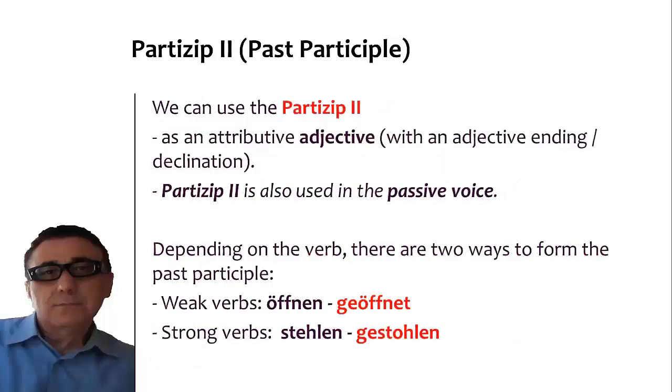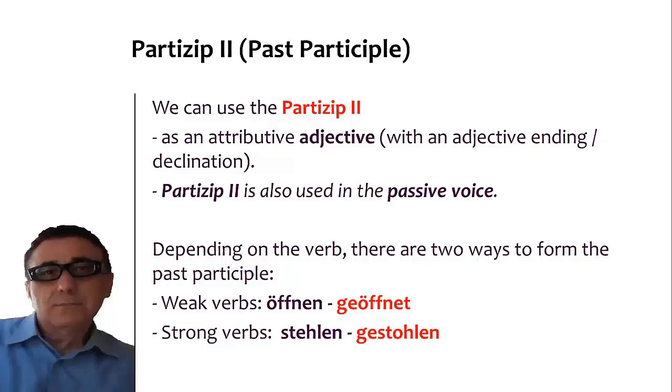Let's have a closer look at the Partizip II. We can use it as an attributive adjective, very similar to the Partizip I, and an extra usage area for Partizip II is the passive voice. As you may remember, the Partizip II is formed from the past participle, the past perfect form of the verb.